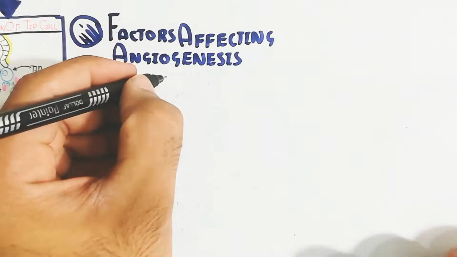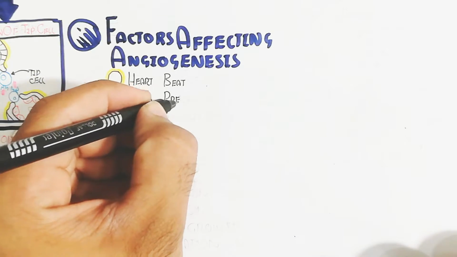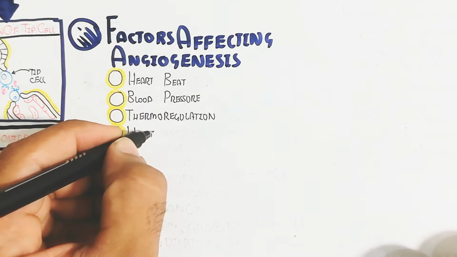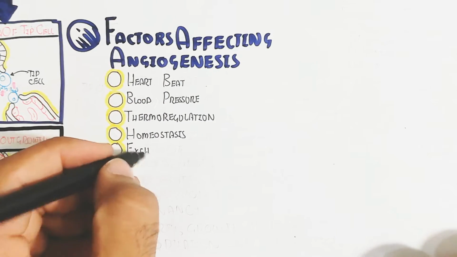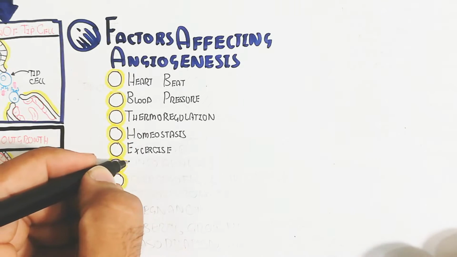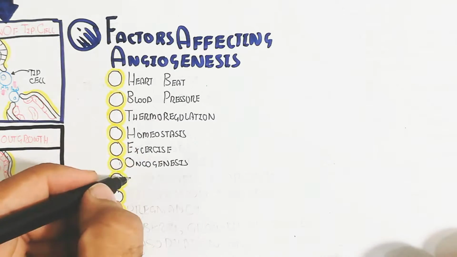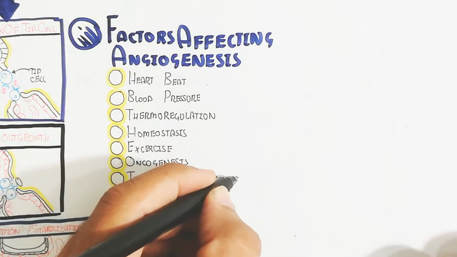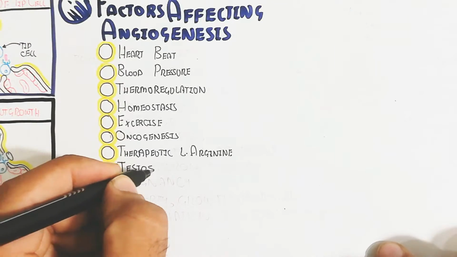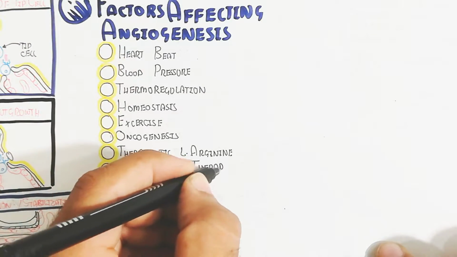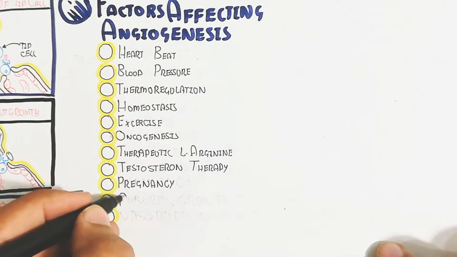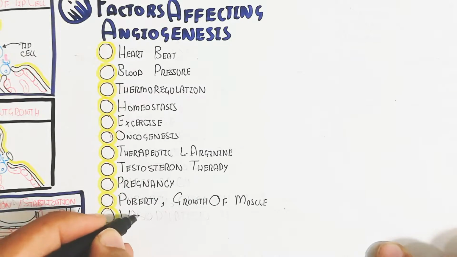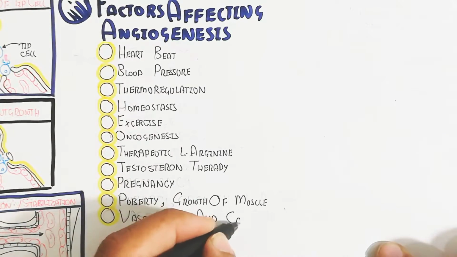So here is a factor affecting angiogenesis. Now we discuss heartbeat, blood pressure, and thermoregulation, which stimulate or inhibit. So homeostasis can inhibit or stimulate angiogenesis, as can exercise, oncogenesis, and therapeutic angiogenesis, when we provide a supplement to increase angiogenesis. Testosterone therapy increases muscle, which also leads to increased angiogenesis for growth, pregnancy, puberty, and growth of muscle.